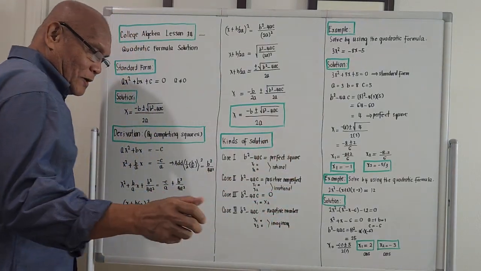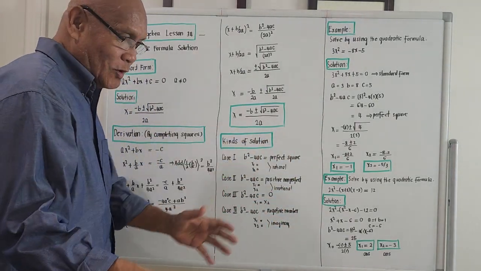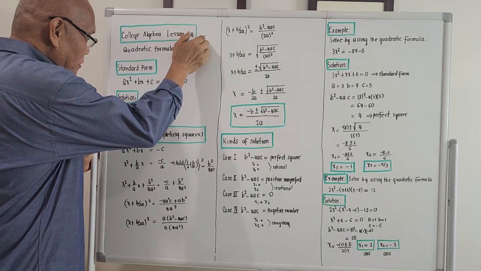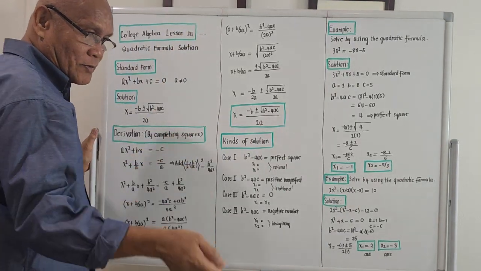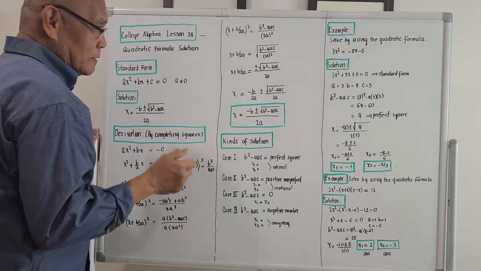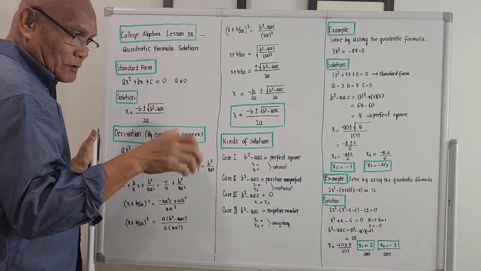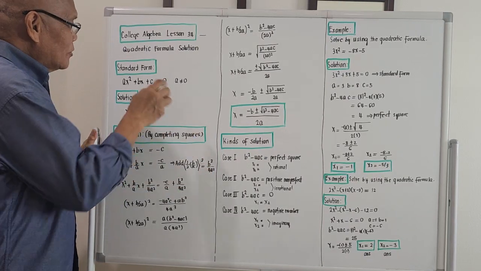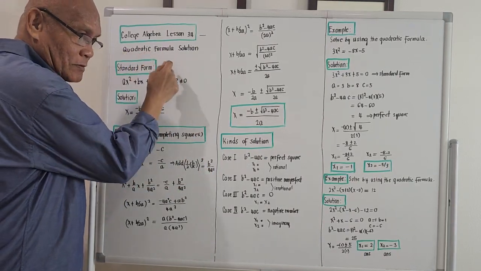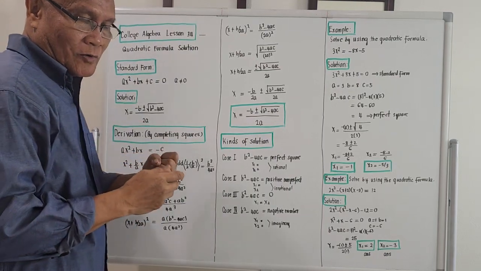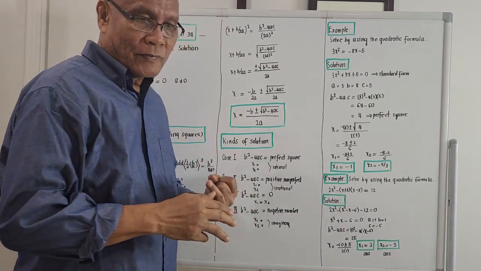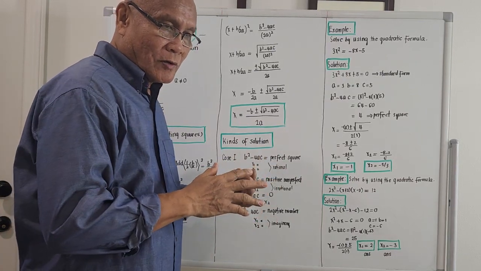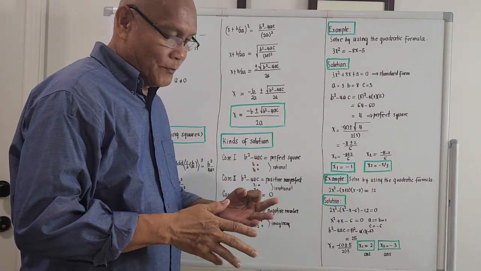My long video format discussion for this evening will be college algebra, lesson number 34. And the title of the topic is solution of a quadratic equation by using the quadratic formula. We passed by the solution by factoring, by taking the square root of both sides, and by completing the squares.